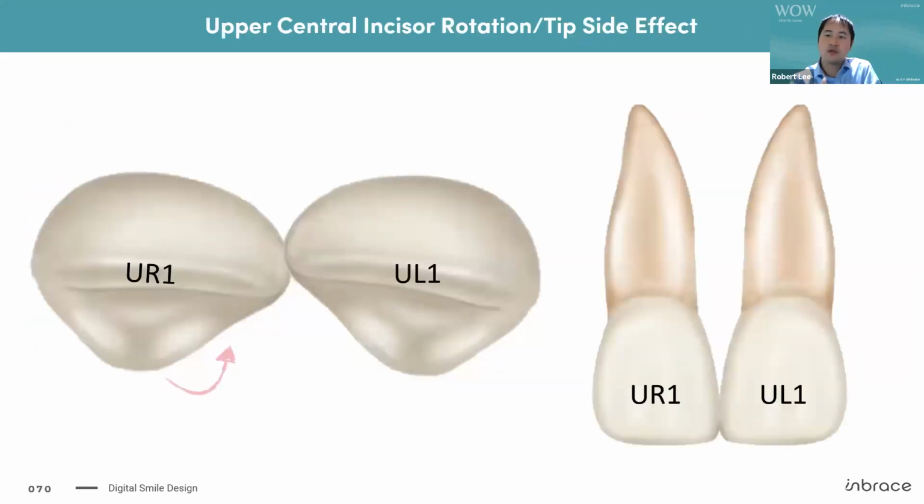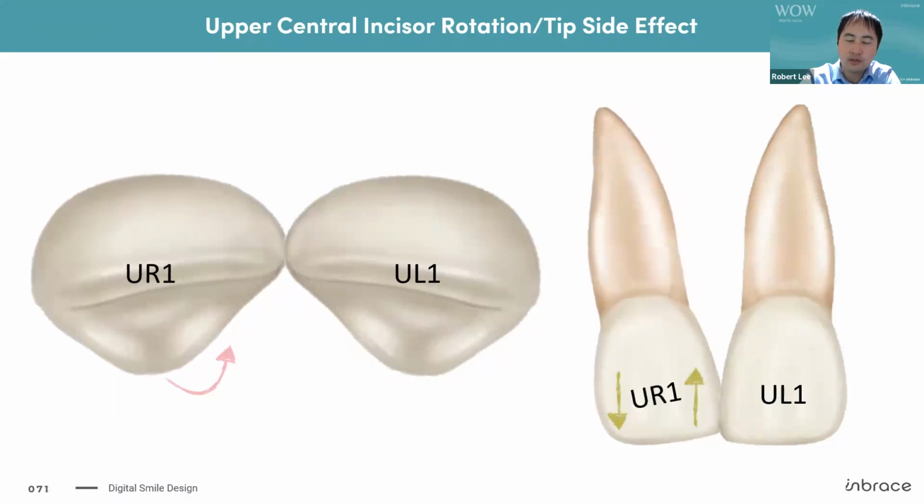The last 2 steps of the individual tooth assessment, the upper central incisor rotation tip side effects and additional virtual power chain, these are the 2 major nuances of the InBrace small design. So it's really important to understand these 2 components and make sure to add these in when applicable. With the upper central incisor rotation tip side effect, we know that in this scenario, if you do an upper right 1 mesial out rotation, we're going to get a distal root tip side effect.